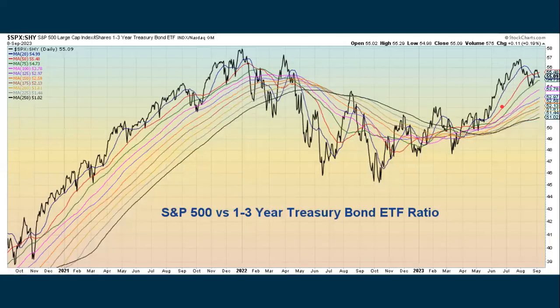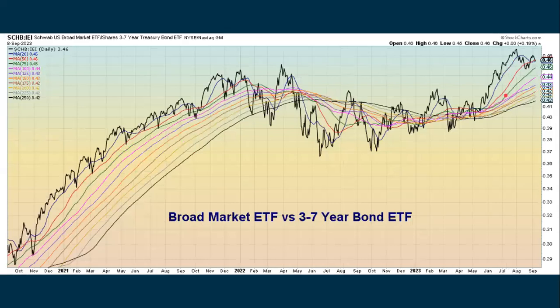We look at the S&P 500 and compare it with shorter term bonds ranging from 1 to 3 years based on price, where even though it's falling back right now, this ratio continues to hold up. We look at a broad market measure and compare it with further out bonds, suggesting that stocks are continuing to outperform even though we've been falling back a bit recently.